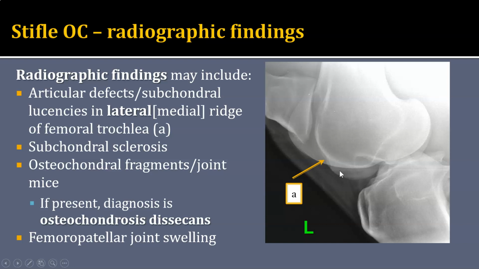And then oftentimes we do see osteochondral fragments, although I don't see any in this patient. And when they're present in the stifle, they typically are going to be in the cranial aspect of the stifle joint. And then remember, when we see osteochondral fragments, we will make the diagnosis of osteochondrosis dissecans. We may be able to identify femoropatellar joint swelling in the horse. And just like in the dog, the horse does have an infrapatellar fat pad, and so we can look for displacement of that from enlargement of the joint.